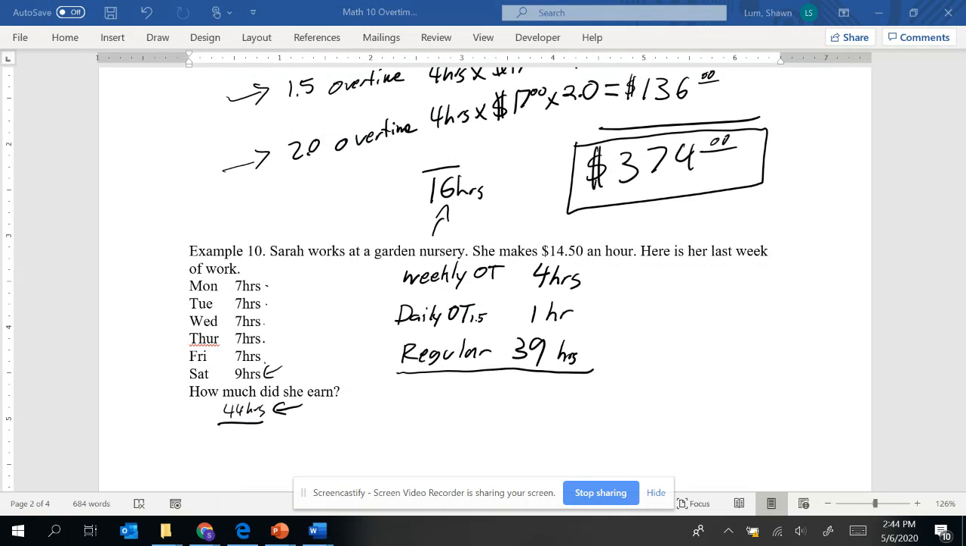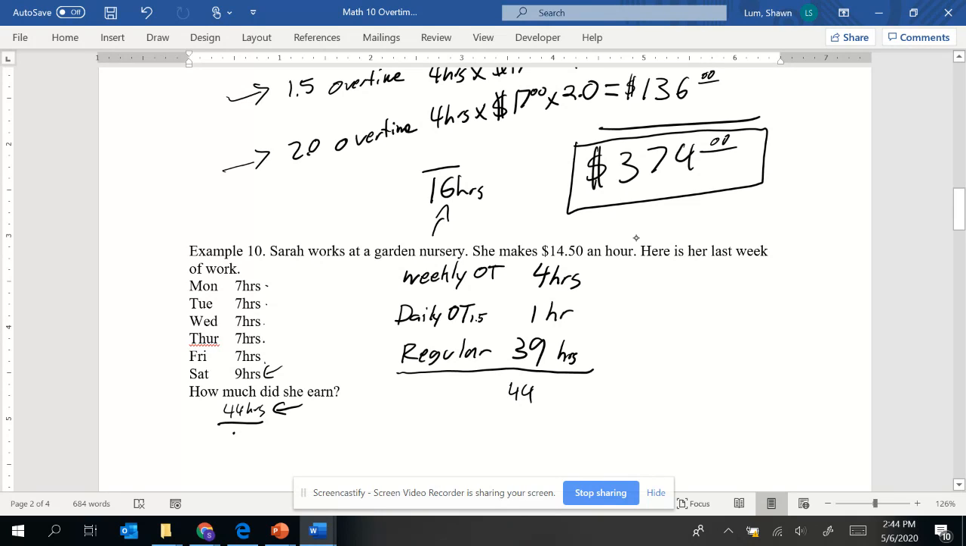So that's why we have to take these regular hours and turn them into weekly if we need to. And here we did need to, because 4 plus 1 plus 39 does equal 44. And that must equal the total right there. This is a big mistake that a lot of people make.